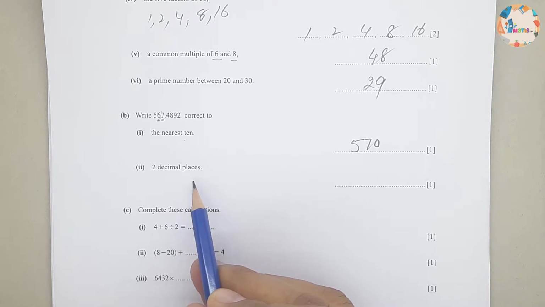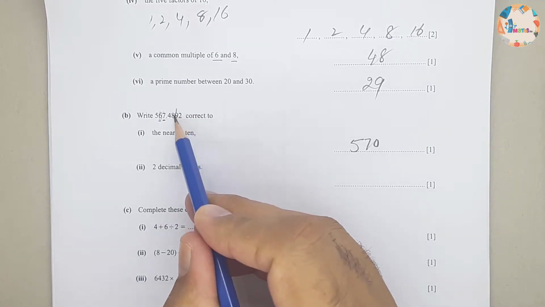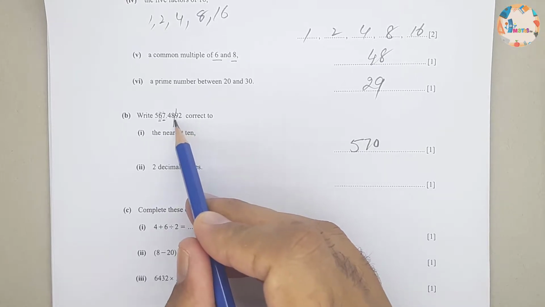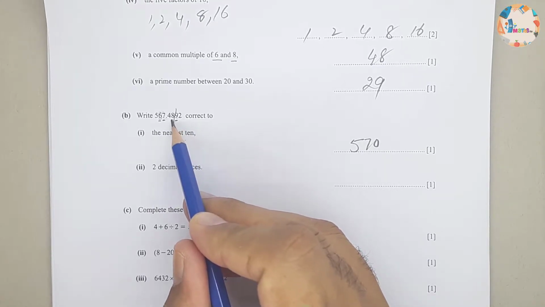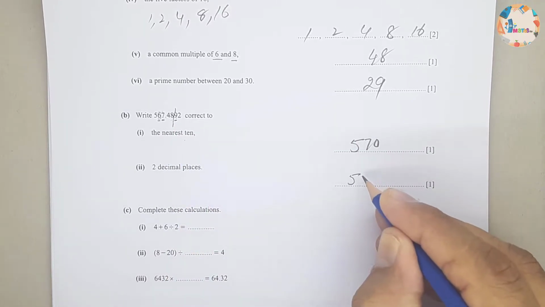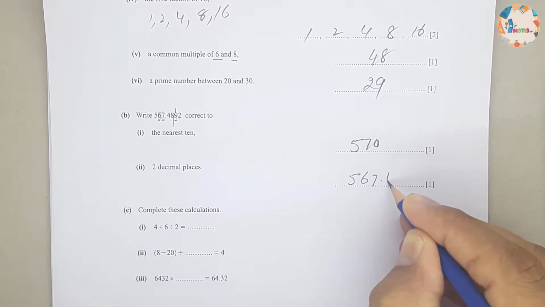To 2 decimal places, so up to this one. So we'll be removing 9 and 2. So 9 is more than 5, so we'll be changing 8 to 9. So the answer will be 567.49.